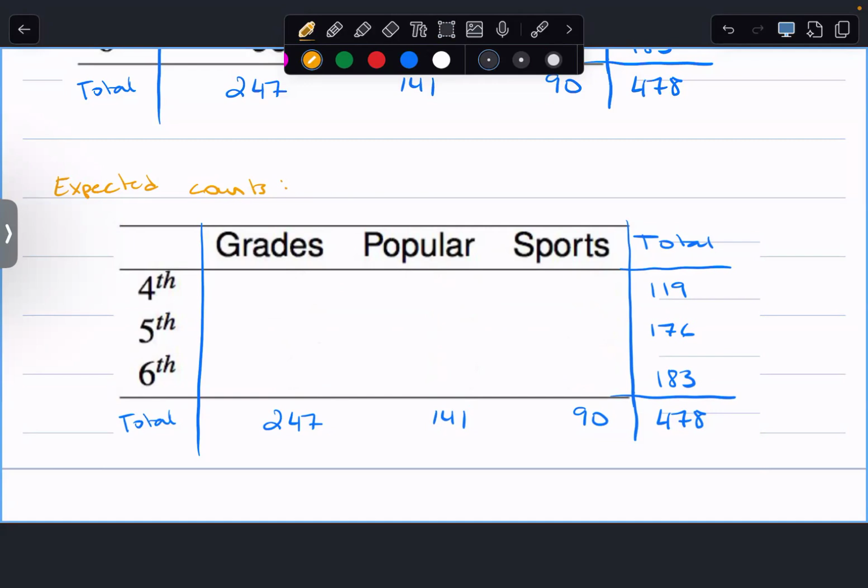The expected count in this first cell is going to be the row total times the column total divided by the grand total. So I get 119 times 247 divided by 478. Now this is where it becomes important that you don't do any rounding. You want to keep the decimals, or as many as you can. 119 times 247 divided by 478 is 61.49. Let's keep at least 2 decimal places.